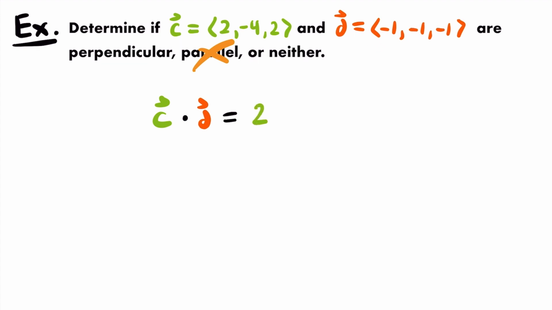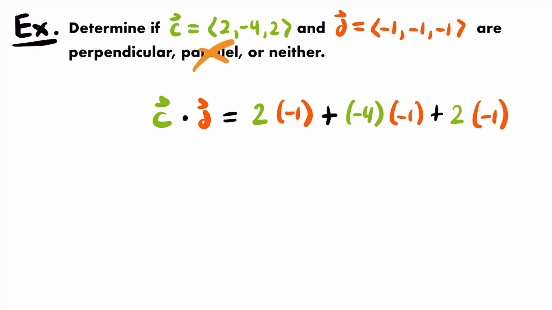So I'll write 2 times -1. Then we'll add that to the product of the y components, so we have -4 and -1. So I'll write -4 and -1. And then we'll add that to the product of the z components, which are 2 and -1. So we have 2 times -1.